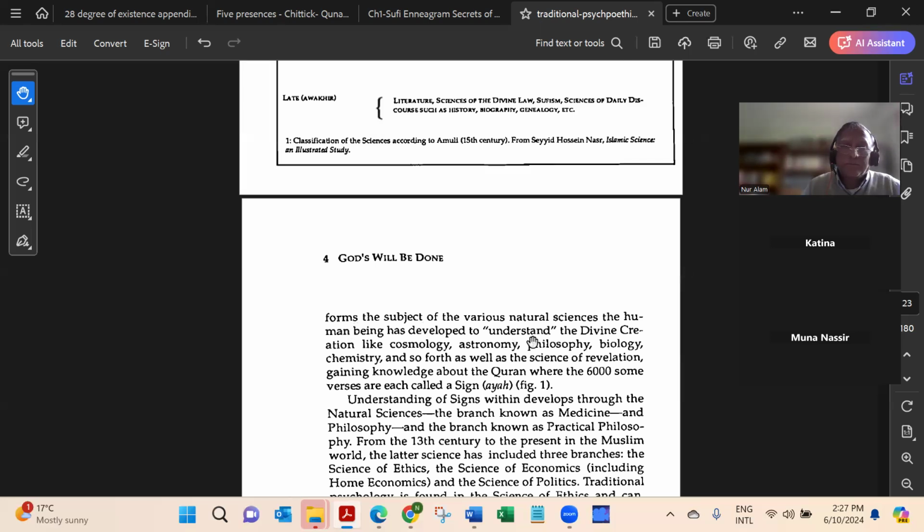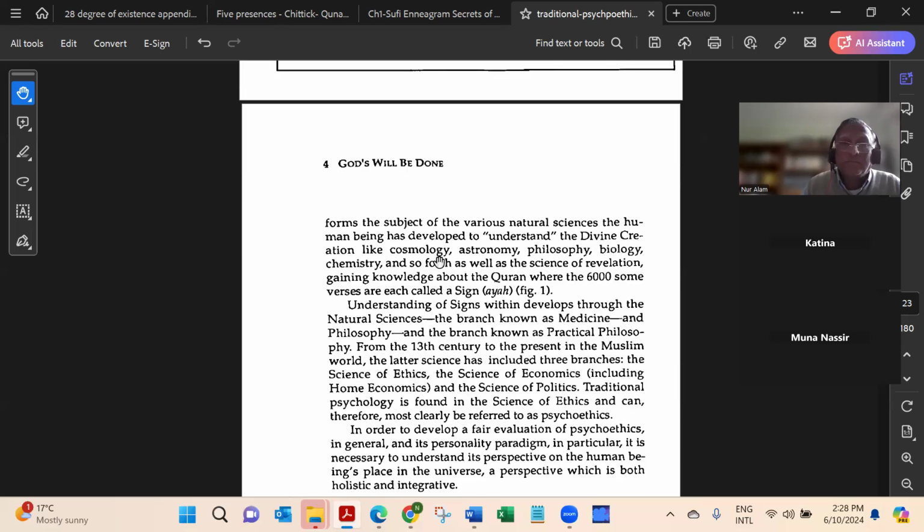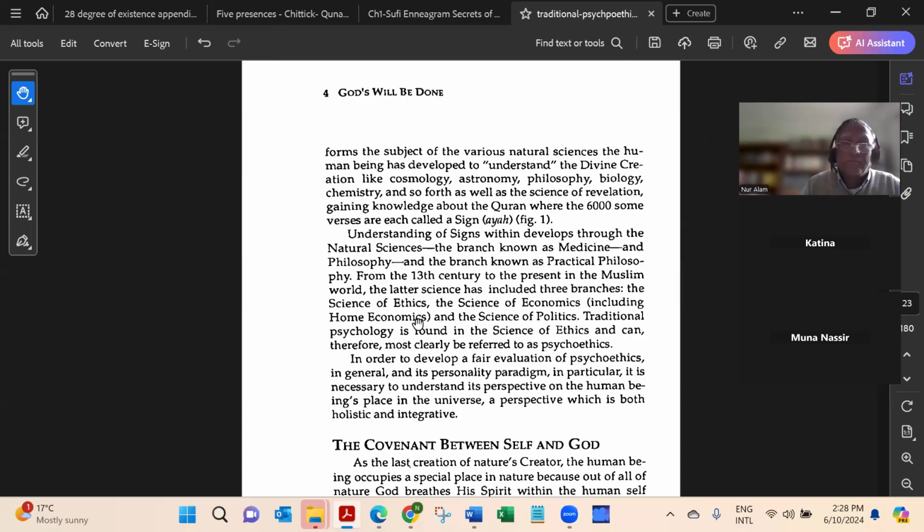Forms the subject of the various natural sciences the human being has developed to understand the divine creation, like cosmology, astronomy, philosophy, biology, chemistry, and so forth, as well as the science of revelation, gaining knowledge about the Qur'an, where the 6,000 some verses are each called a sign, ayah. Understanding of science within develops through the natural sciences, the branch known as medicine and philosophy, and the branch known as practical philosophy. From the 13th century to the present in the Muslim world, the latter science has included three branches: the science of ethics, the science of economics, including home economics, and the science of politics. Traditional psychology is found in the science of ethics and can therefore most clearly be referred to as psychoethics.